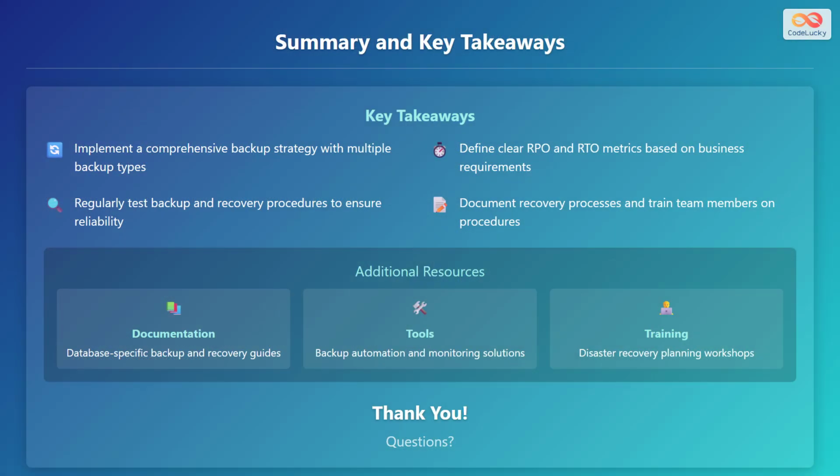In summary, there are key takeaways from this session. Implement a comprehensive backup strategy with multiple backup types. Define clear RPO and RTO metrics based on business requirements. Regularly test backup and recovery procedures to ensure reliability. Document recovery processes and train team members on procedures.